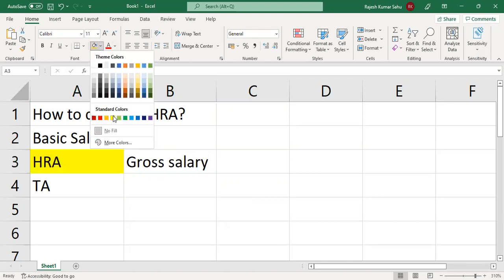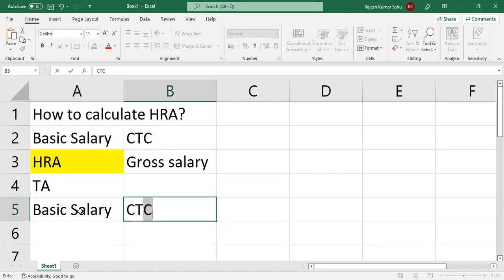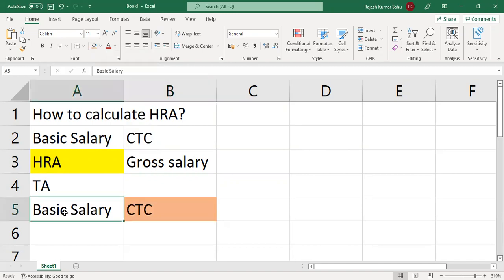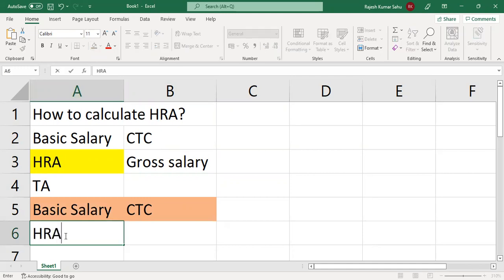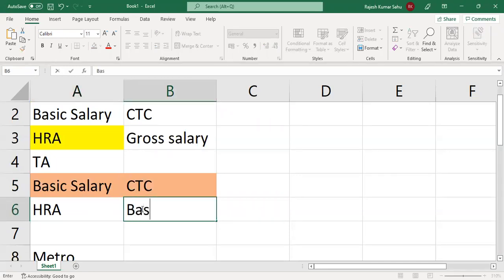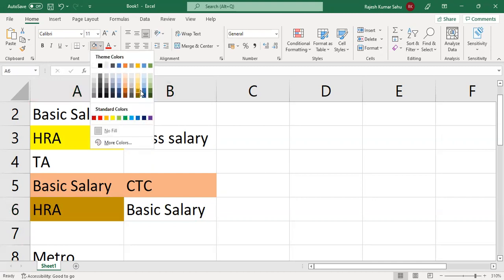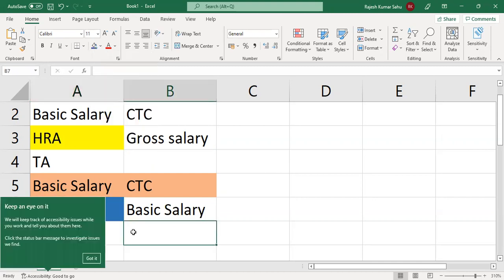So here, when you are calculating basic salary, it's always in CTC because basic salary is a certain percentage of CTC. And likewise, whenever you are calculating your HRA, HRA also is a certain percentage of basic salary. So that's why, as basic salary is linked with your CTC amount, HRA is always linked with your basic salary. So what's the percentage of HRA calculation when you are calculating?